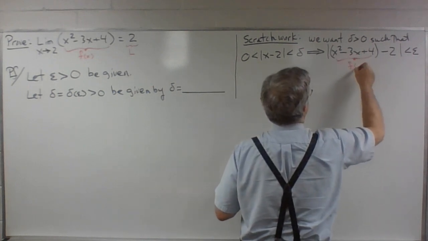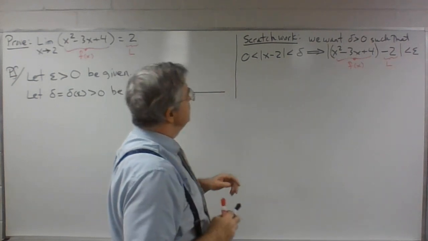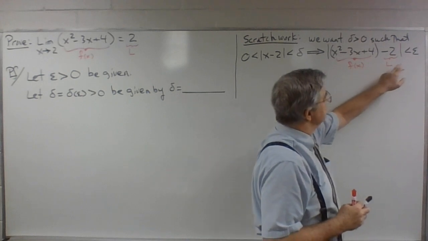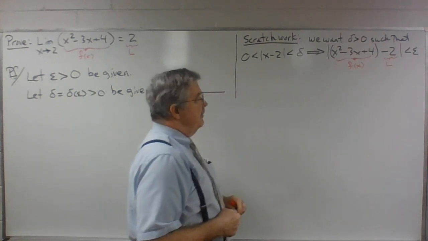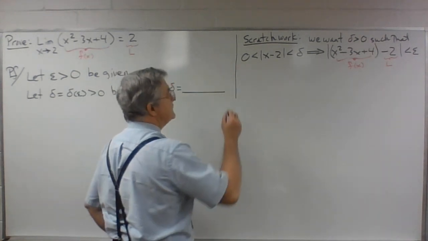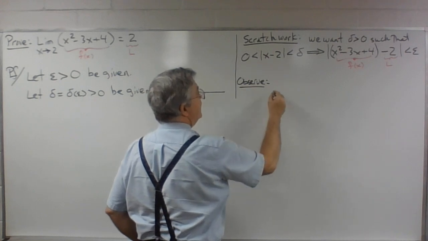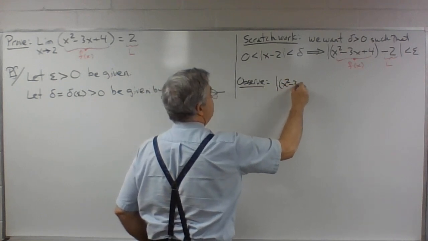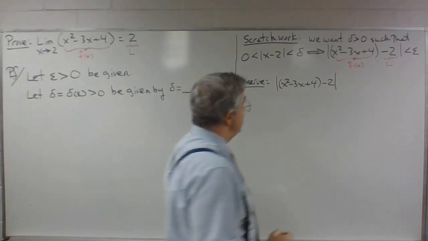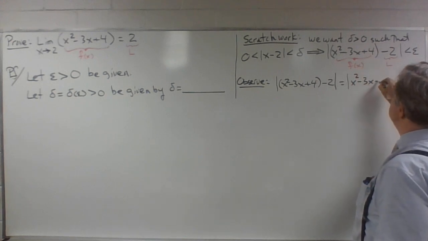So here's my f of x. Here's my limit L. And I want delta such that x minus 2 less than delta tells me that f of x minus L is less than epsilon. That's what I want. Now, how am I going to get this delta? I don't know yet, but I'm going to keep working. And I'll just do some scratch work because that's what this is, right? So we'll have x squared minus 3x plus 4 minus 2, absolute value. And I'll combine the constants here. X squared minus 3x plus 2.